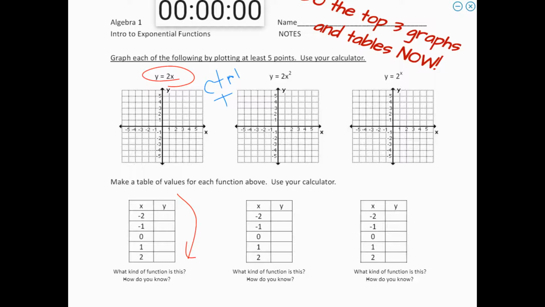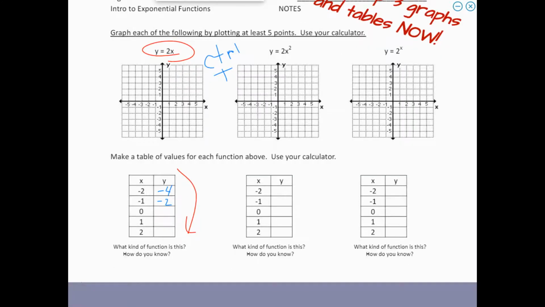So 2 times -2 is -4. Okay? 2 times -1 is -2. 2 times 0 is what? 0. 2 times 0 is 0. Then +2 and +4. Okay? So if we graph these, we get -2, -4, -1, -2, 0, 0, 1, 2, and 2, 4, right?